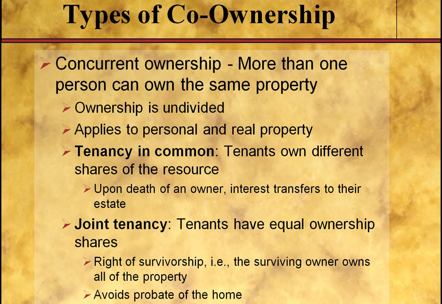Whereas in a joint tenancy, the tenants have equal ownership shares, but they have the right of survivorship, so that if one party dies, the other party then owns the entire property. Why would somebody do that? Well, it avoids probate of a home. So if you're married, you have a husband or a wife, you want them to be able to take all that property, then you would take ownership as joint tenants with the right of survivorship, so that if one dies, it doesn't go through probate, there's no taxes, it automatically means that the surviving party owns 100% of that property.